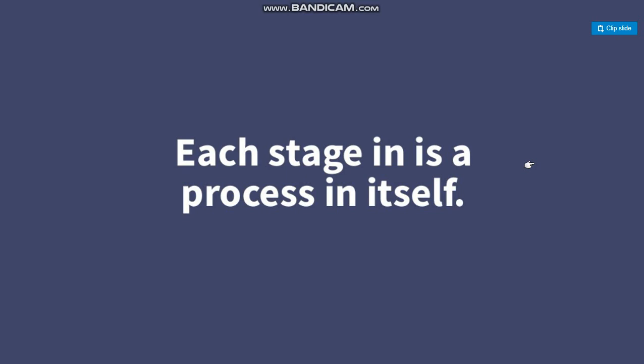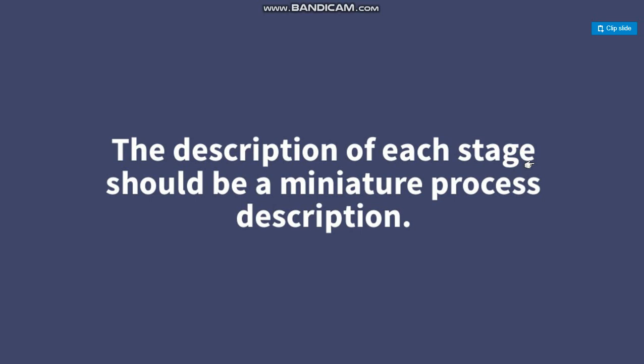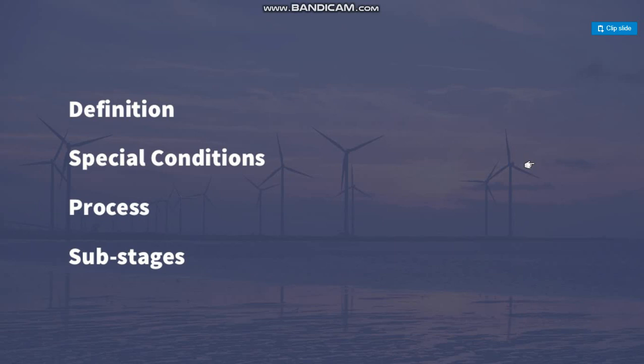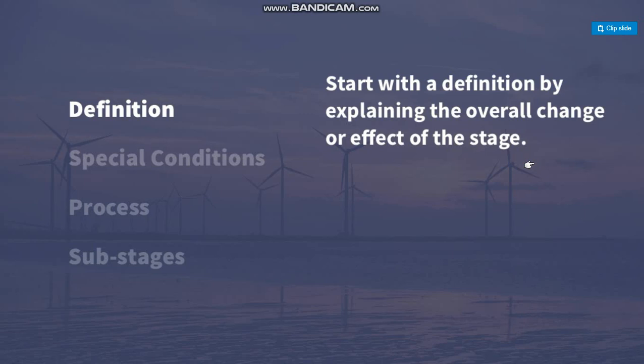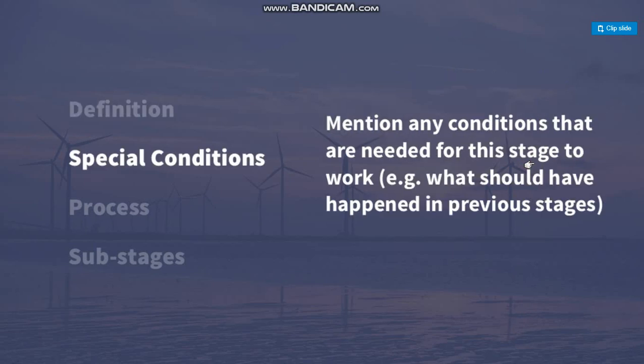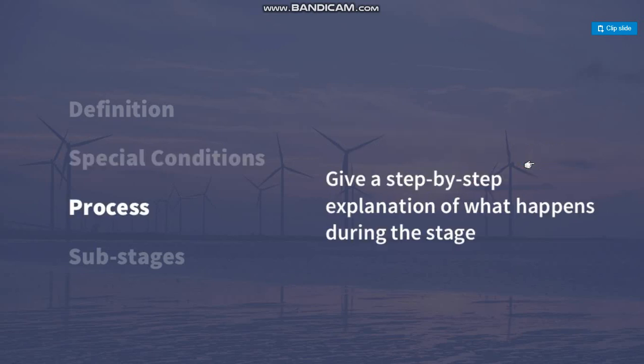Each stage is a process in itself. The description of each stage should be a miniature process description: definition, spatial conditions, process, sub-stages. Definition. Start with a definition by explaining the overall change or effect of the stage. Spatial conditions. Mention any conditions that are needed for this stage to work. Example: what should have happened in previous stages. Process. Give a step-by-step explanation of what happens during the stage.